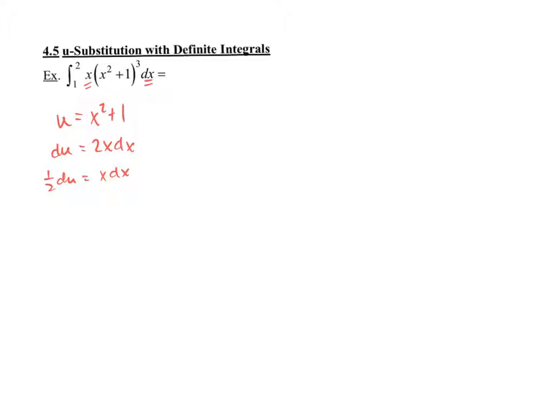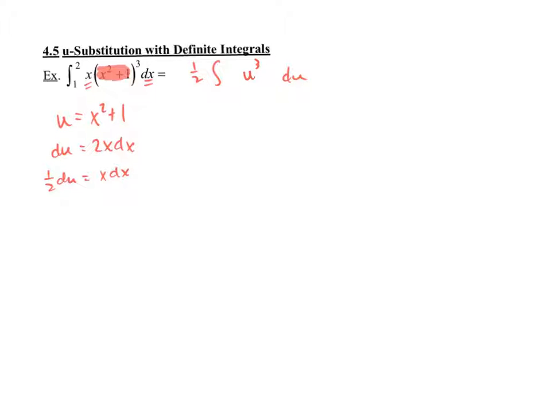If I just come down here and solve for x dx, then that's going to get replaced with a 1/2 integral of du. Now, the part that I did not circle or highlight is the (x squared plus 1) cubed. This part right here is my u, and so that part is going to get replaced by u cubed. And then the last thing I want to do is change the bounds. Right now, these bounds, 1 and 2, are in terms of the variable x. I want bounds that are in terms of the variable u.